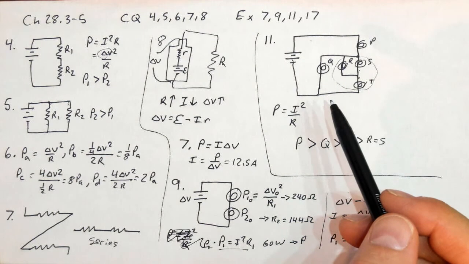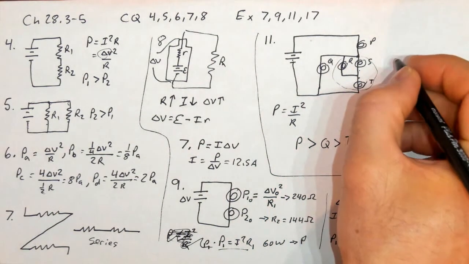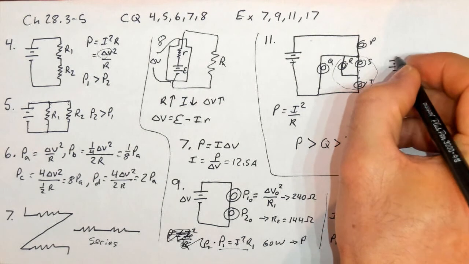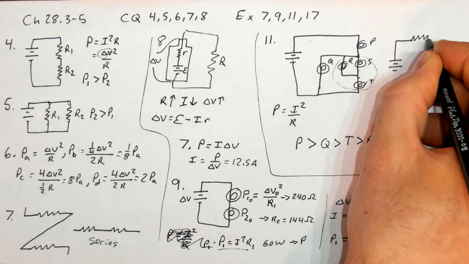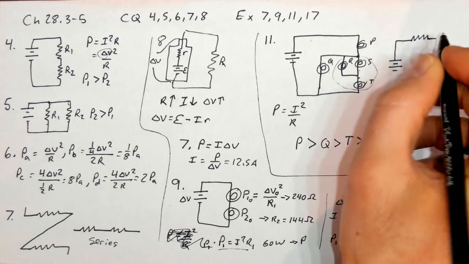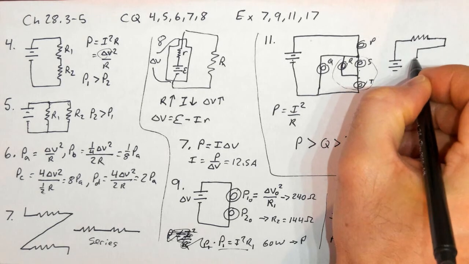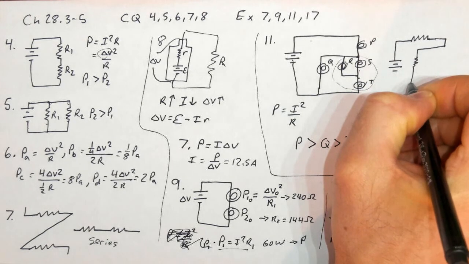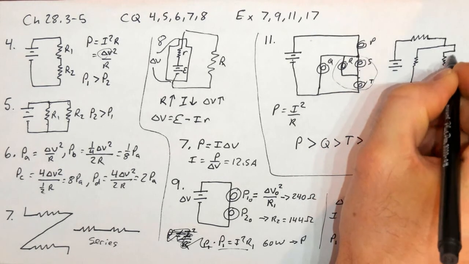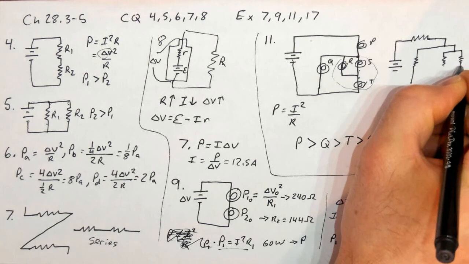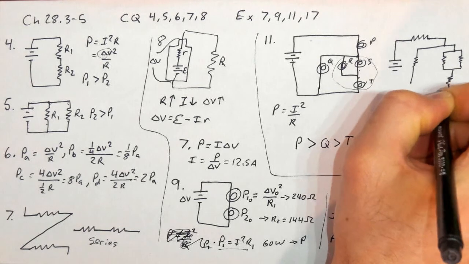This is an example where redrawing your circuit might help. Noting that those are all resistors, if I redraw my circuit to look like this, I've got P sitting here, and then it splits and goes through Q, and then splits here and goes through R and S, which combine to go through T.